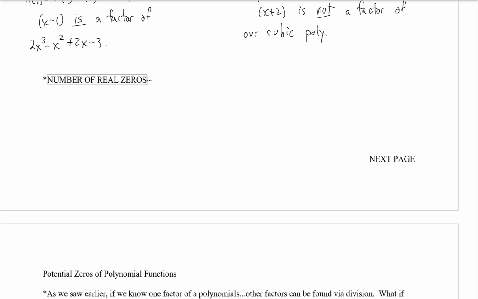Well, it turns out you can actually predict about how many real zeros a polynomial will have. So it'd be better to say you can kind of put a restriction on the number of real zeros a polynomial function can have.